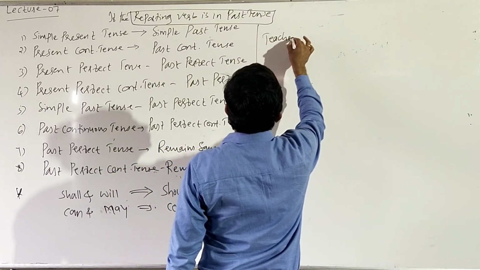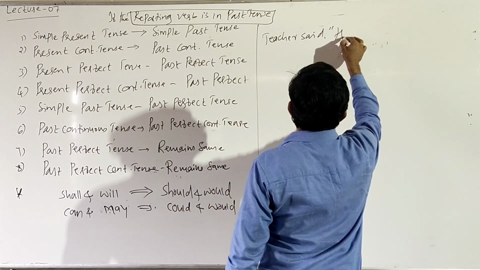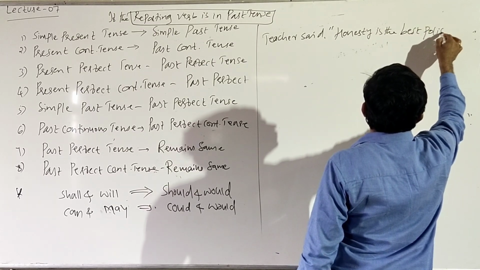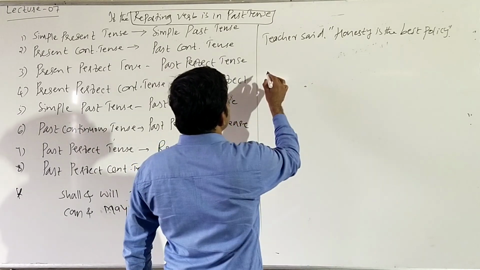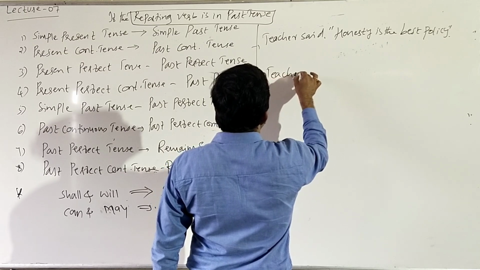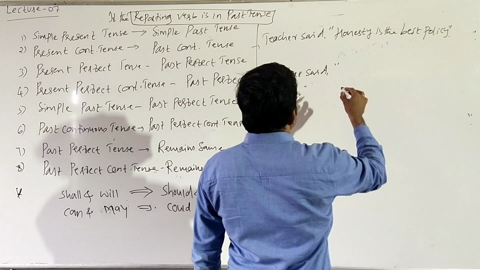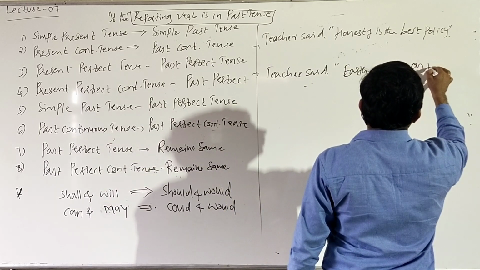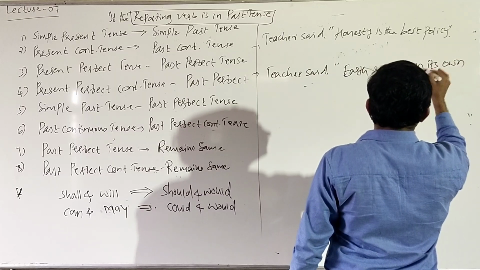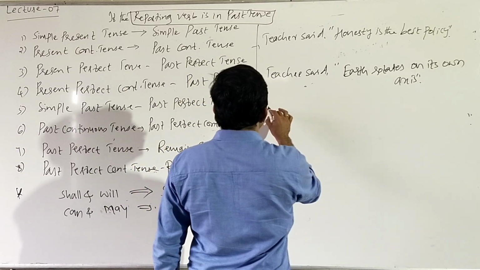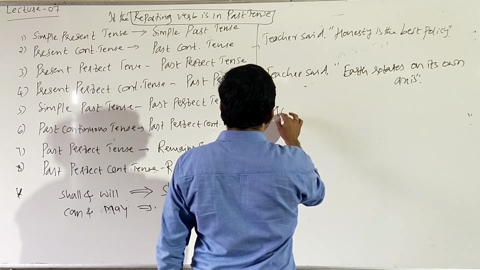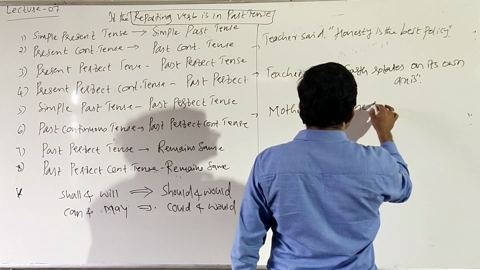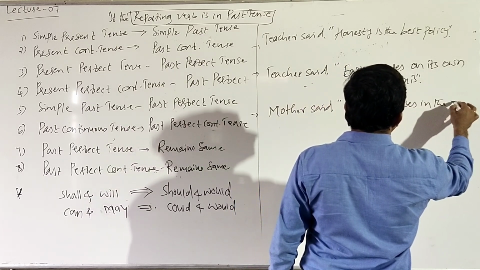Teacher said honesty is the best policy. Honesty is the best policy. Next, teacher said earth rotates on its own axis. Her mother said the sun rises in the east.